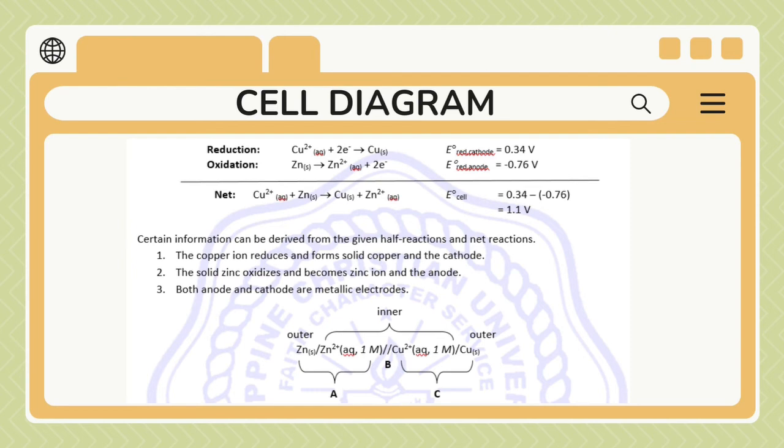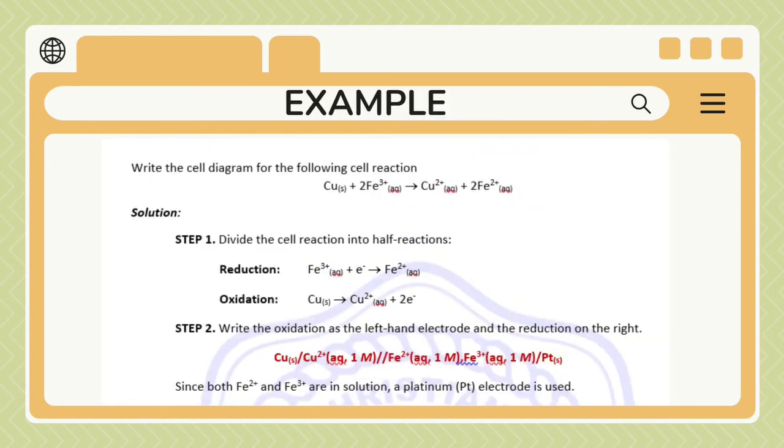So with that, our anode would be this one, on the outer part, and our cathode would be on the outer part as well, and our bridge is in the inner part. Since no concentration of the aqueous component was given, we designate the concentration as 1. That is the standard concentration for all solutions. Next, we're going to write the cell diagram for the following cell reaction.